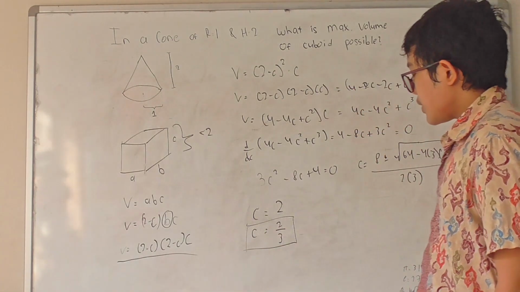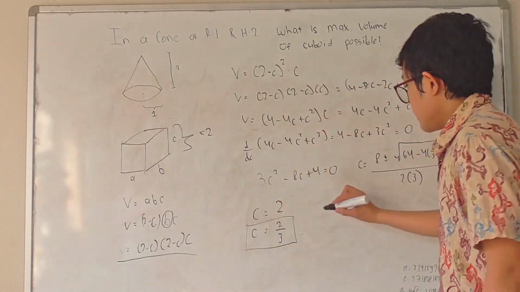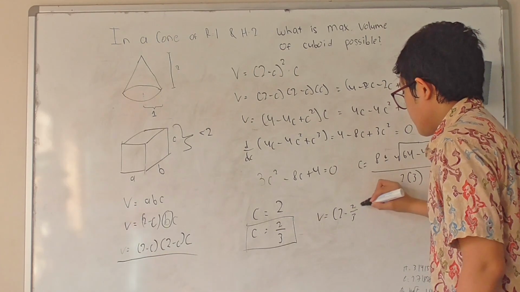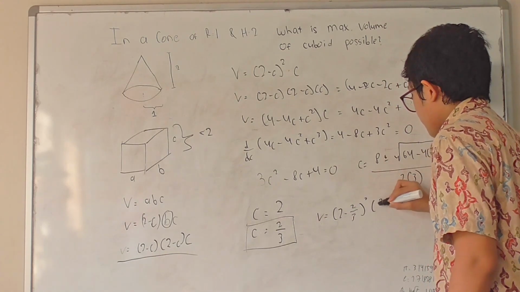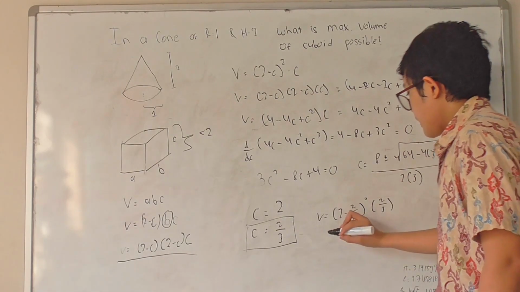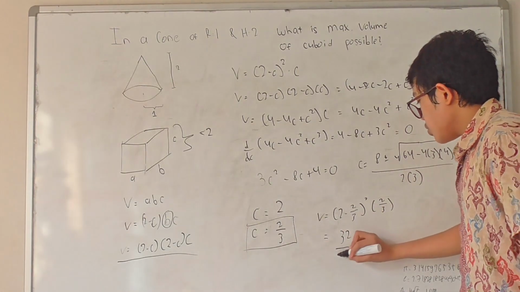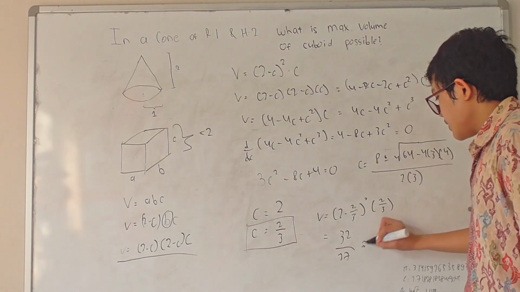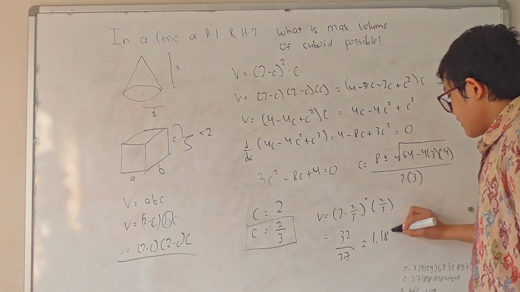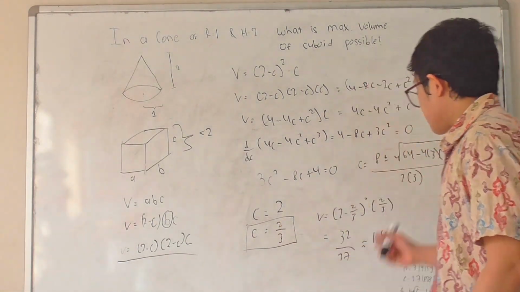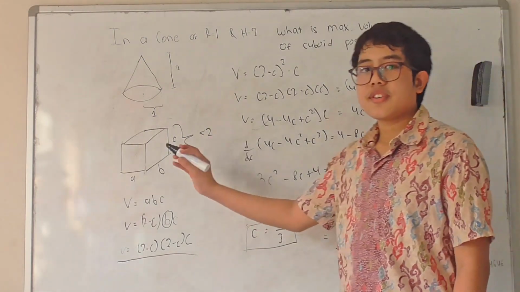And then, if we input it back into our original function, the volume is equal to 2 minus 2/3, squared, times 2/3. This expression would be 32 over 27, or approximately 1.185. So there you go. That is the absolute maximum volume for this cuboid.